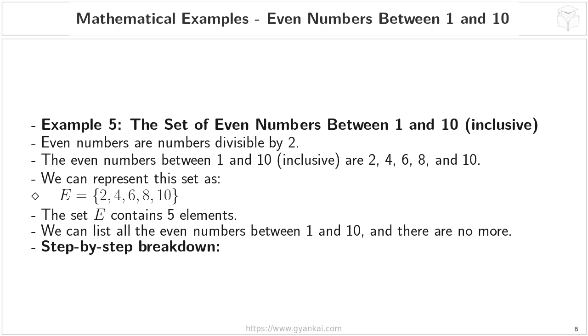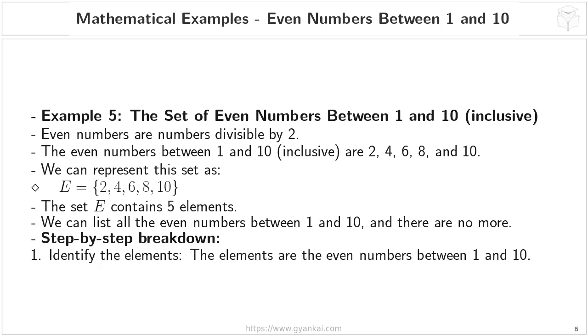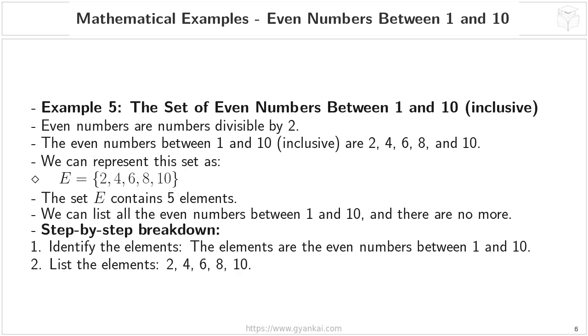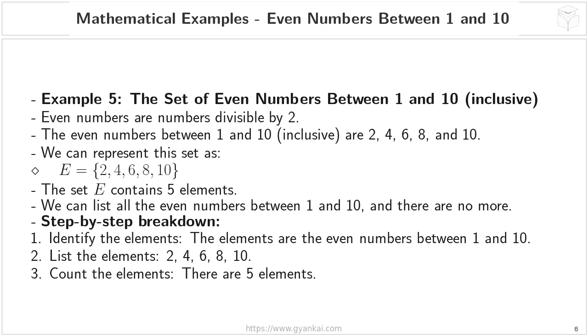Let's break this down step by step, just to reinforce the process. Step 1, identify the elements. The elements, in this case, are the even numbers between 1 and 10. Step 2, list the elements. As we already established, those are 2, 4, 6, 8, and 10. Step 3, count the elements. We have 5 elements in total.